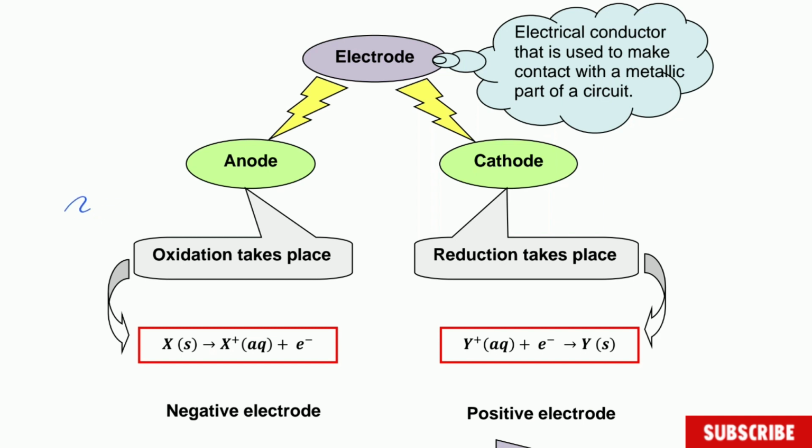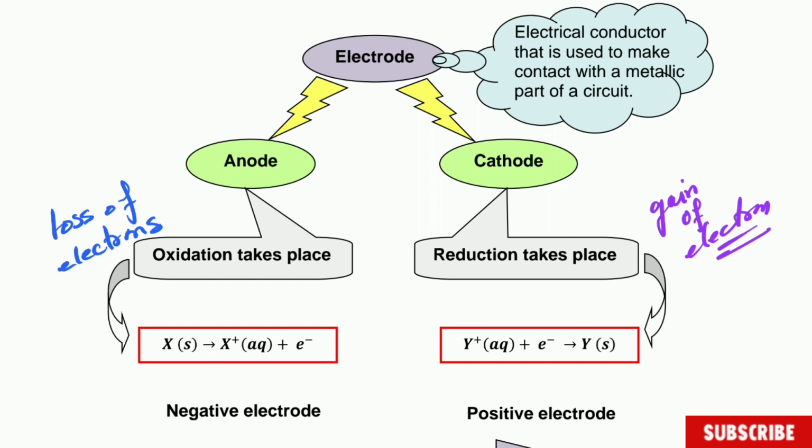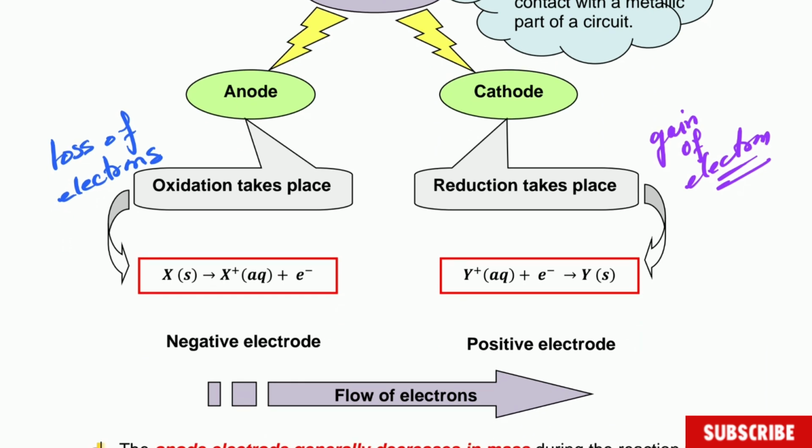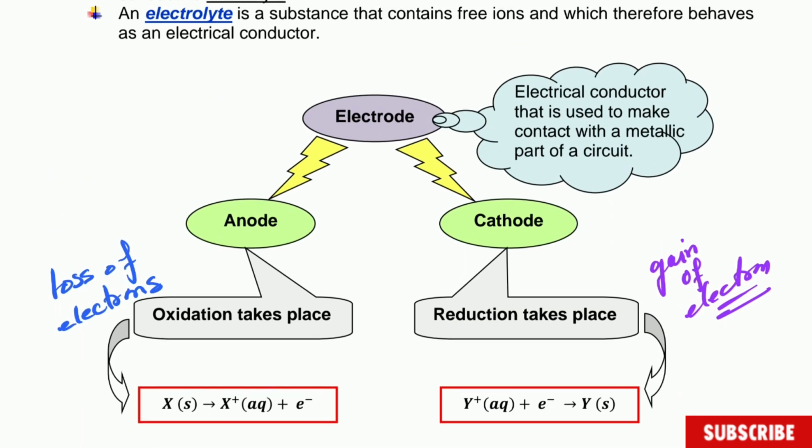So remember, oxidation is the loss of electrons, and reduction is the gain of electrons. Generally, this is how to write the equations. They have reactions for oxidation and reduction, and this one is straight for a galvanic cell. Now, important, the flow of electrons will always be from anode to cathode, and note we're talking about a galvanic cell.